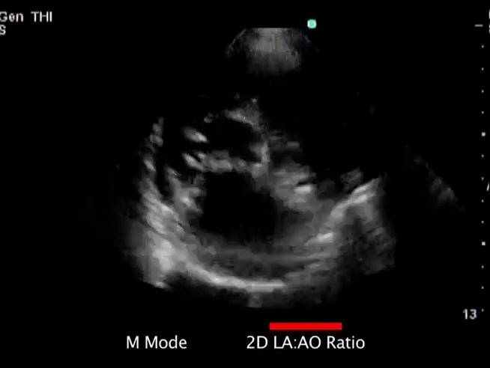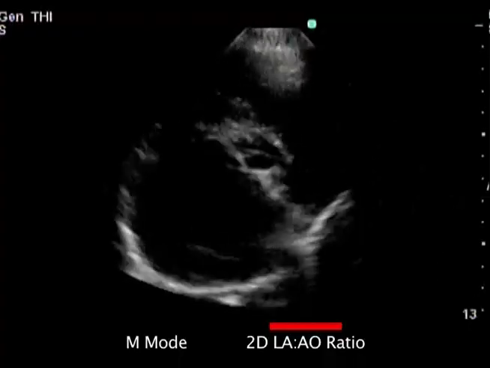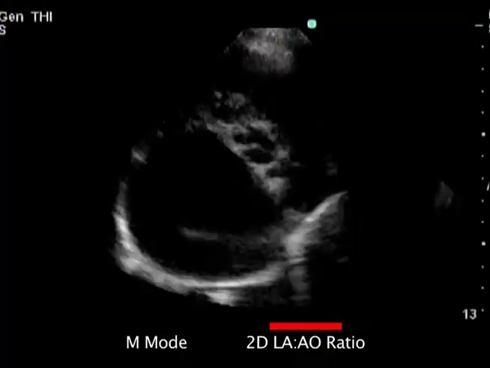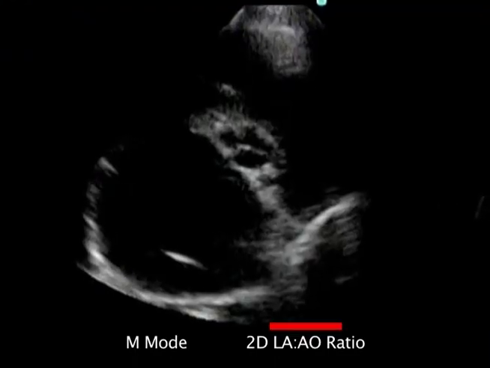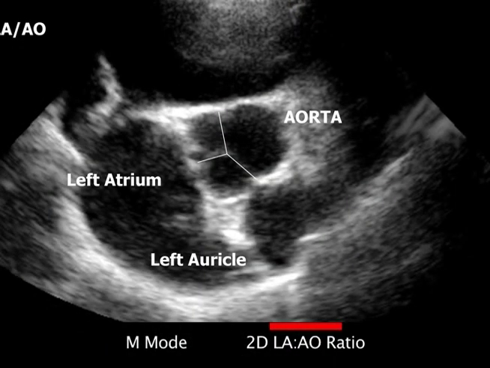The two-dimensional LA-AO ratio has been developed to help address the deficiency of the M-mode LA-AO measurement. A good right-side short-axis two-dimensional view of the aorta is called the Mercedes sign because the aortic valve resembles the Mercedes emblem when the valves are closed. The aortic valve has a non-coronary cusp, a right cusp in contact with the right atrium, and a left cusp in contact with the left atrium.